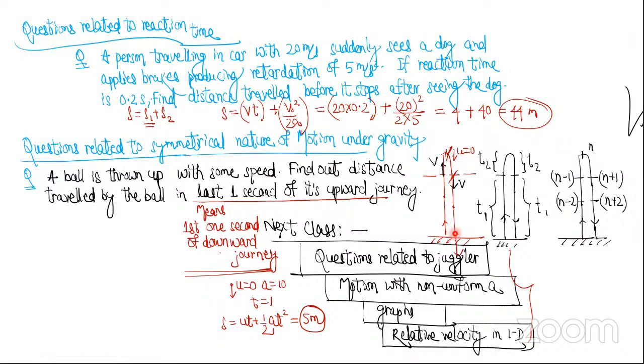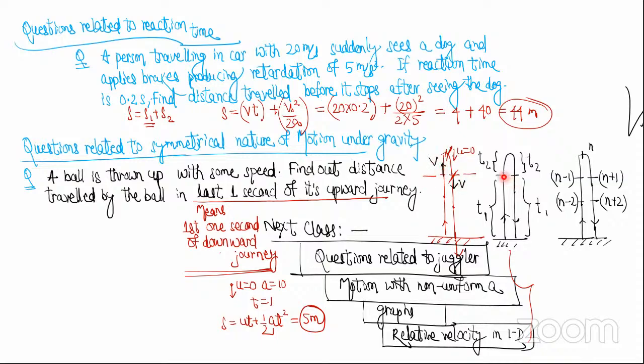This body crosses a given height twice during its journey. First point: if while moving up its speed was v, while coming down its speed will also be v only. So a given height it will cross twice during its journey, and both times its speed will be the same.